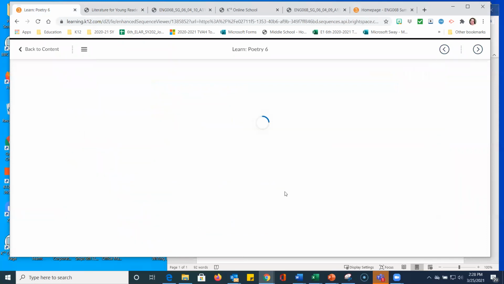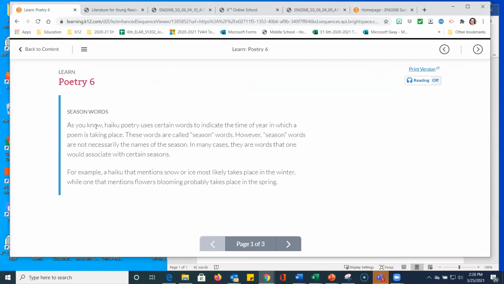So we are ready for Module 6. Season words. As you know, haiku poetry uses certain words to indicate the time of year in which a poem is taking place. These words are called season words. However, season words are not necessarily the names of the season. In many cases, they are words that one would associate with certain seasons. For example, a haiku that mentions snow or ice most likely takes place in the winter, while one that mentions flowers blooming probably takes place in the spring.